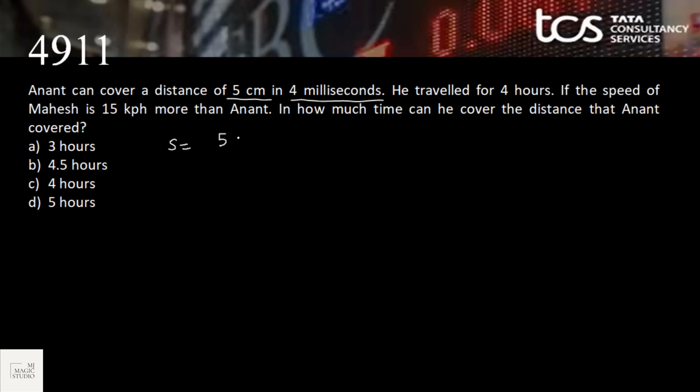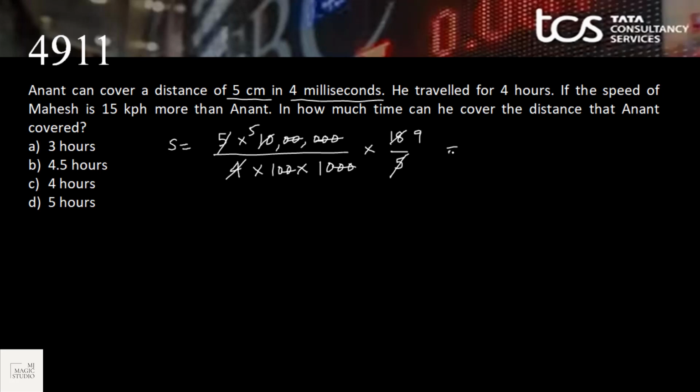5 centimeter in 4 milliseconds, 10 lakh multiply divided by 4 into, let me convert this into meter and then kilometer. Into 18 by 5. 1, 2, 3, 4, 5. 5 gone. 4, 5 and 9. It's 45 kilometer per hour. That is the speed of Anant.